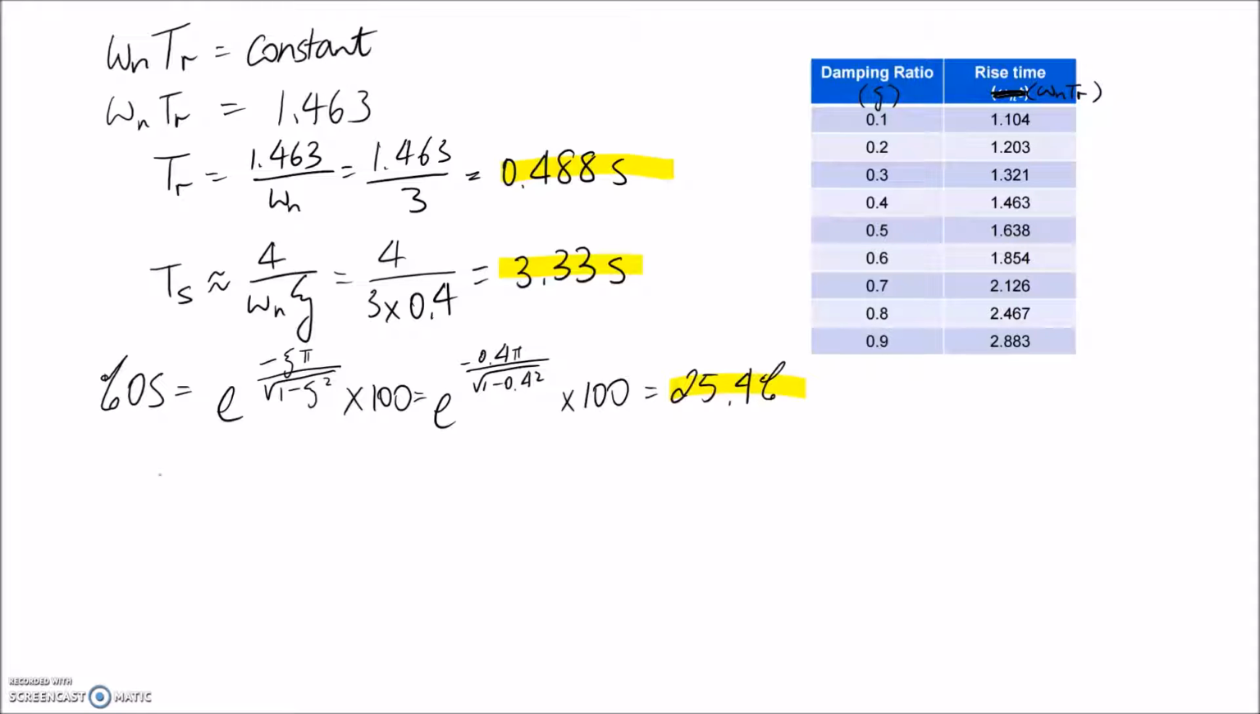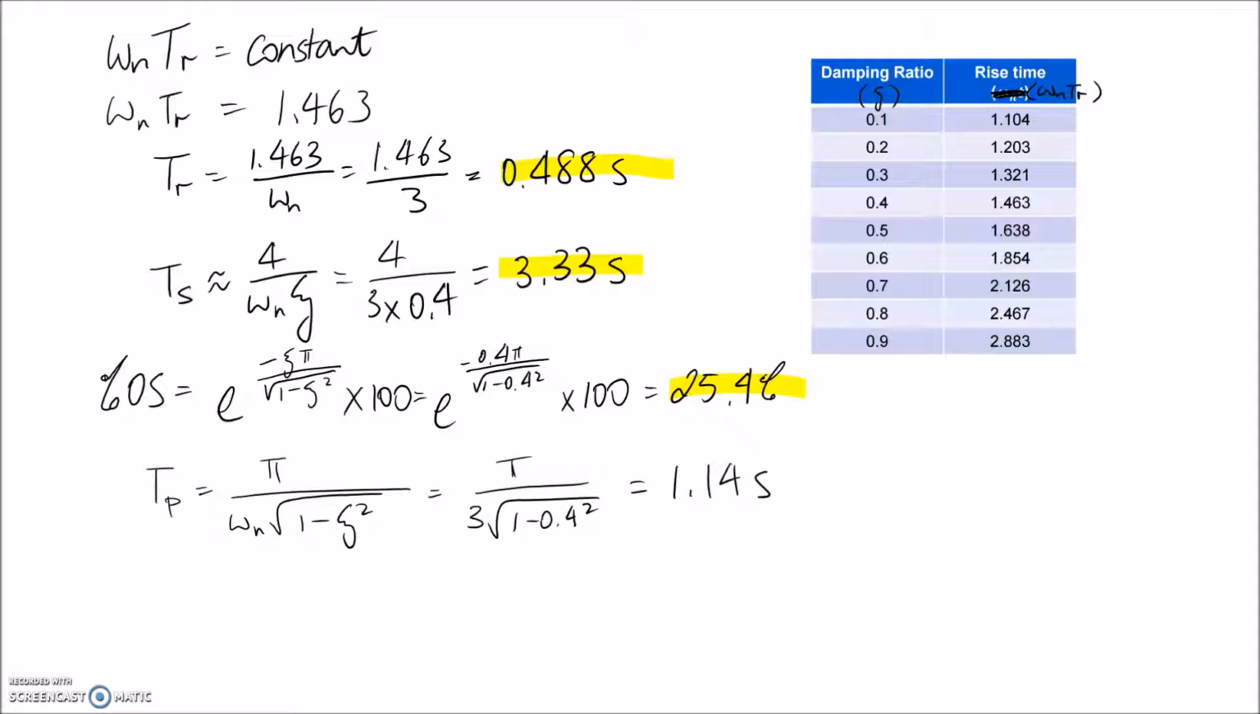The other property I was asked to find was the peak time, TP, and we have an equation again based on the fact we have a second order underdamped system. So subbing in and solving, this comes to 1.14 seconds.